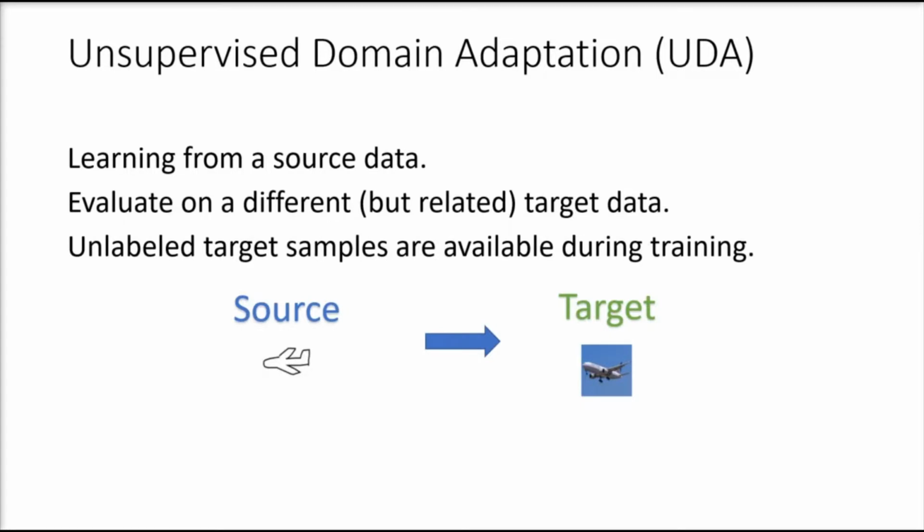Unsupervised domain adaptation is a learning setup where we train a model on a source domain but evaluate it on a different but related target domain. Unlabeled target samples are available during training, and we wish to use them in order to adapt the model from the labeled source domain to the unlabeled target domain. For example, train a model using data from simulation and use the model on real-world data.